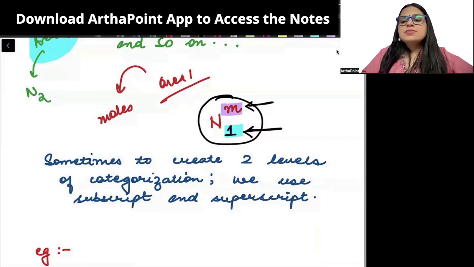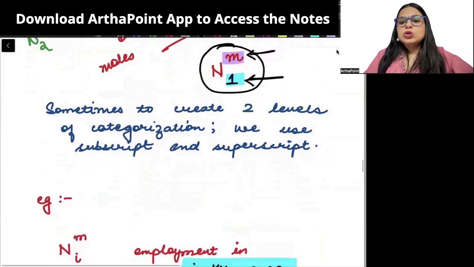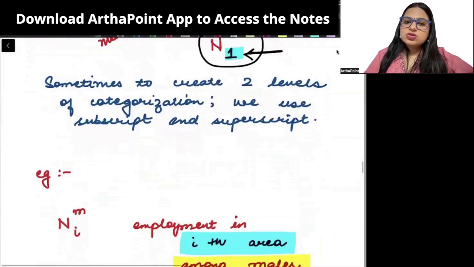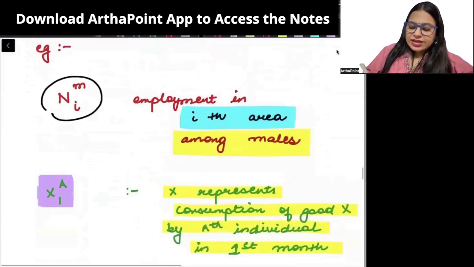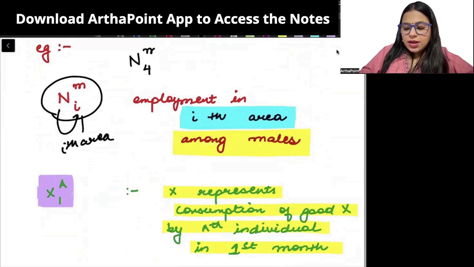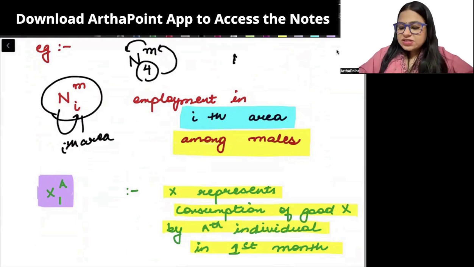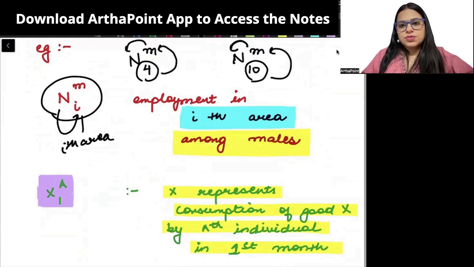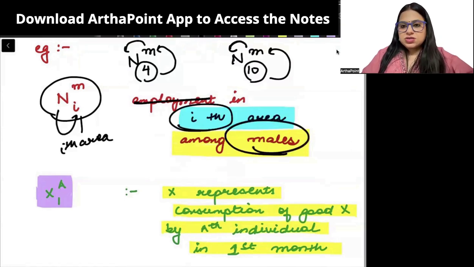तो sometimes you need to create 2 levels of categorization, और जब भी हमें 2 levels of categorization करने होंगे, we will use subscript and superscript. This is an ideal example बेटा, जैसे I have used N_i^M. तो ये हो गया i represents ith area. तो अगर मैं बोलूंगी N_4^M मतलब फोर्थ एरिया के मेल्स का एम्प्लॉयमेंट कितना। When I will say N_10^M, 10th area males employment how much, right? So employment in ith area among males.